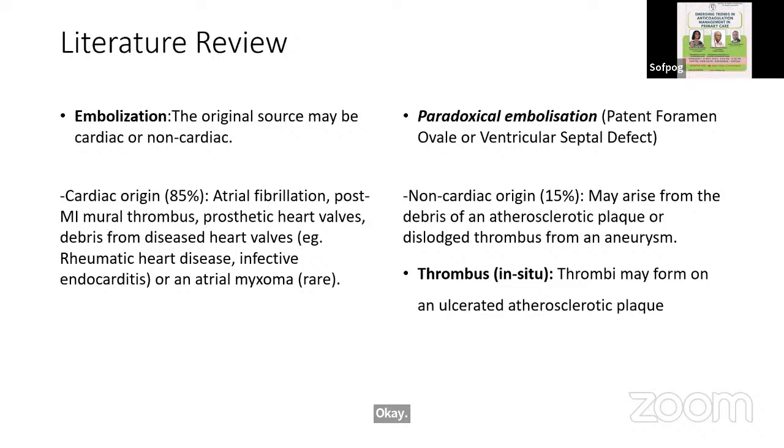You could also have a phenomenon called paradoxical embolization, where you have an intracardiac defect through which blood passes and enters the systemic circulation, and that may occur in patients with a patent foramen ovale or sometimes even in atrial septal defects. In 15% of cases, you have a non-cardiac origin. Then, with thrombosis, you may have a thrombus formed on an ulcerated atherosclerotic plaque.